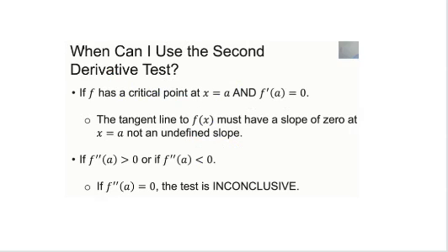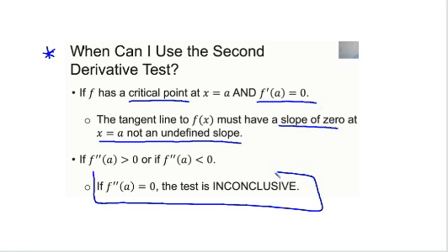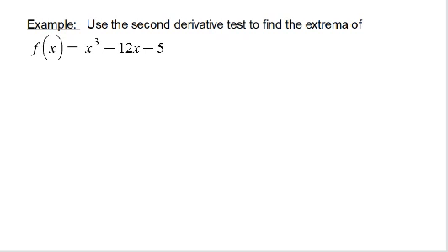When can I use the second derivative test? Well, we have to have a critical point, and f prime of that critical point has to be 0. The tangent line to f of x must have a slope of 0, and x equals a cannot be an undefined slope. Notice, if we plug the critical point into the second derivative and get 0, then the test is inconclusive. So there are some cases where this test doesn't work, but other than that, it works out great.